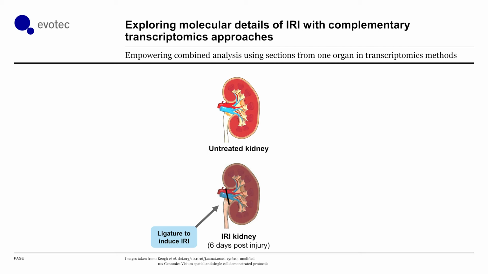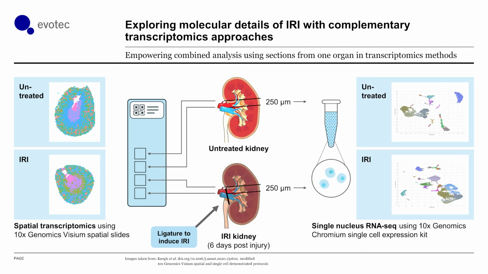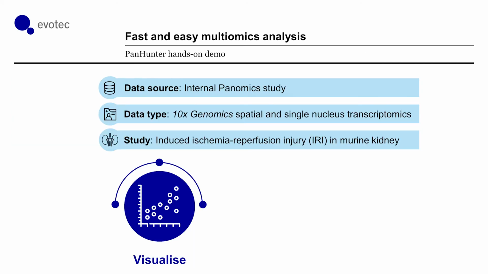The specimens in this study are untreated and IRI-induced kidneys of 8-week-old mice. The kidneys were dissected 6 days after inducing the ischemia. Subsequently, 2 datasets were generated, one from untreated and one from IRI kidney, using 2 different approaches, spatial transcriptomics and single nucleus transcriptomics. Both datasets were generated within our internal PanOmics study using the Visium spatial and Chromium single-cell gene expression platforms, both from 10x Genomics.